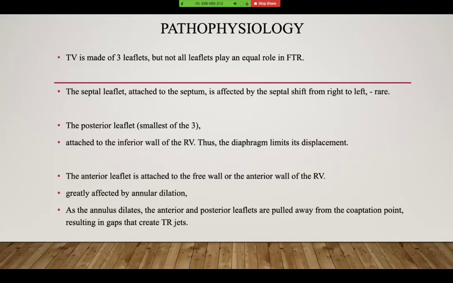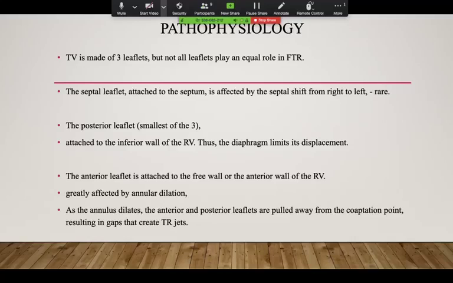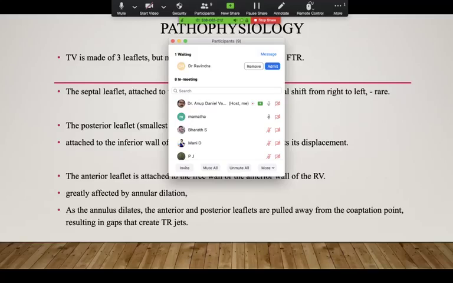The tricuspid valve is made of 3 leaflets, but not all leaflets play an equal role in functional TR. The septal leaflet, attached to the septum, is affected by the shift from the right to left, which is rare. The posterior leaflet, which is the smallest of the 3, is attached to the inferior wall of the RV, and thus the diaphragm limits its displacement. The anterior leaflet is attached to the free wall, or the anterior wall, of the right ventricle, which is greatly affected by the annular dilatation. As the annulus dilates, the anterior and the posterior leaflets are pulled away from the coaptation point, which results in gaping that creates the TR jets.